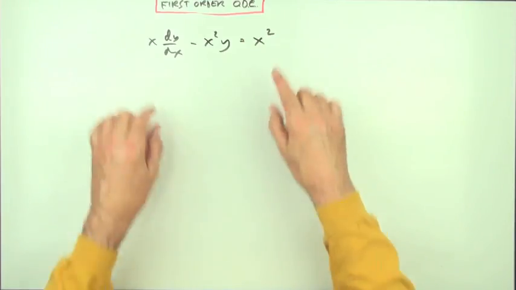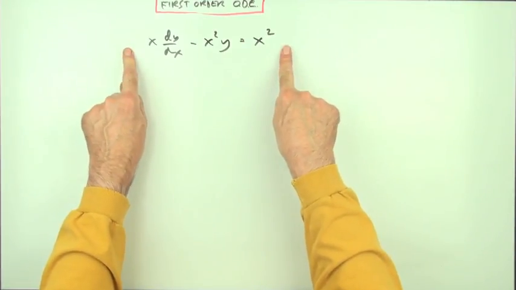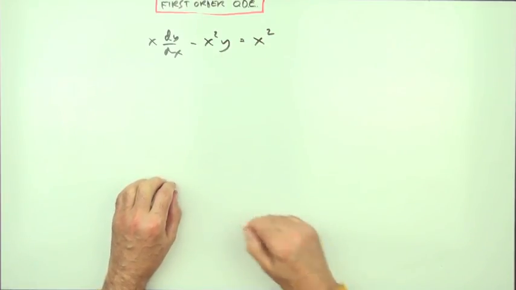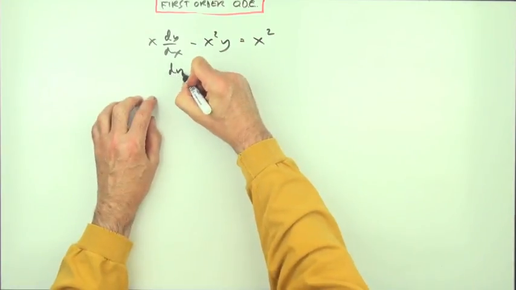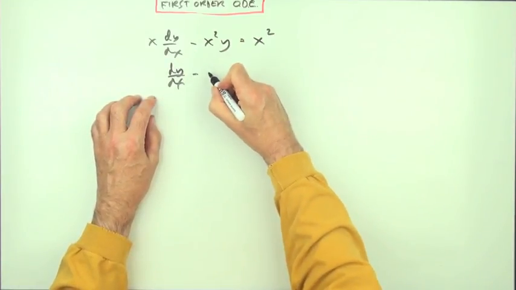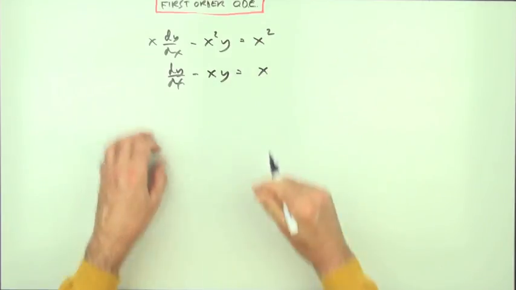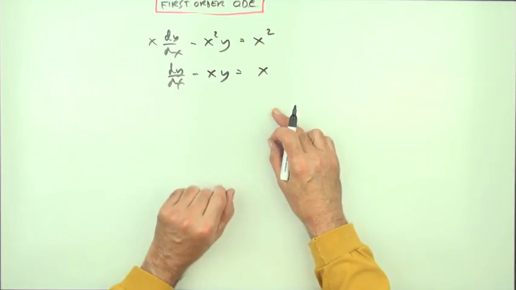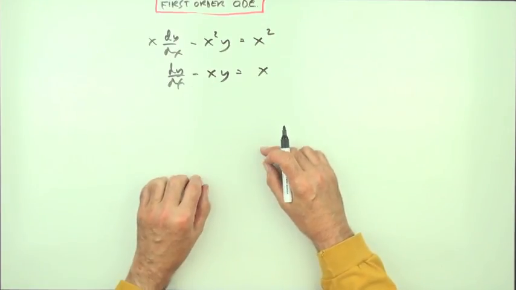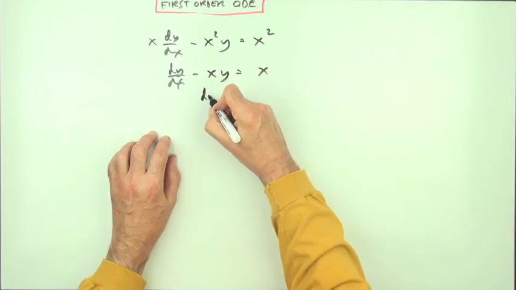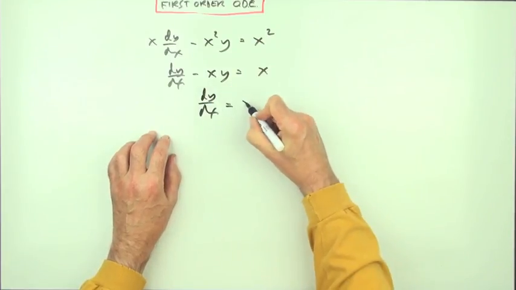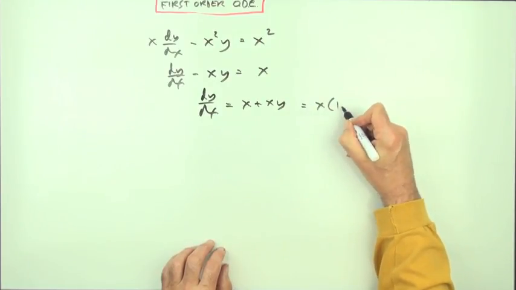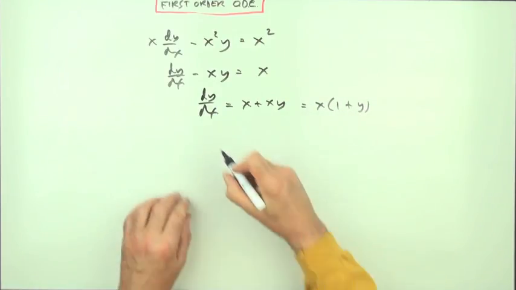One last example, just to mention that business again, you'd look at that and you would say, oh, that's linear, so I'm going to do integrating factors. So you think, right, I'll divide that out. dy by dx minus xy equals x, and then you proceed to find the integrating factor. Well, don't forget, check if it's separable, because that would be quicker, and that would factorise. Look, dy by dx would be x plus xy. That's equal to x times 1 plus y.